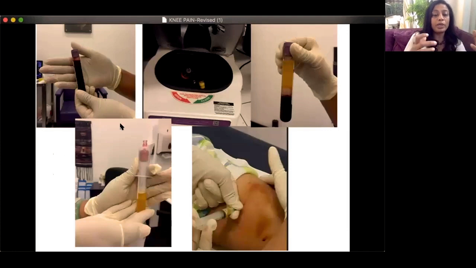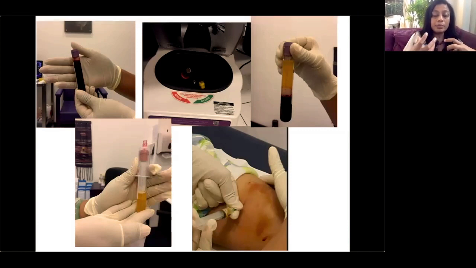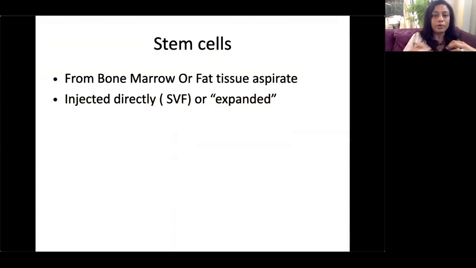What happens with PRP, or platelet-rich plasma, is your own blood is drawn out and centrifuged in the clinic. It's separated here into red blood cells, white blood cells, and plasma. The clear plasma you see here is taken out, and then that's directly injected into your knee. So it's your own body fluid going into your knee, and this body fluid has a lot of anti-inflammatory and regenerative properties.